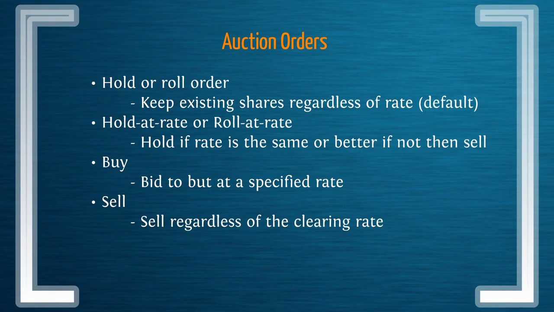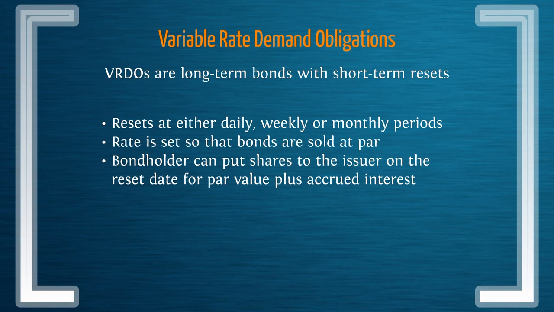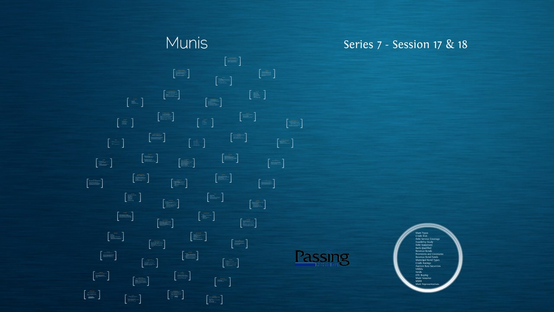We also have auction orders, which are related to these auction types of securities. There's the hold or roll order, the hold at rate or roll at rate order, and a straight buy or sell order. In addition, we have something called a variable rate demand obligation or VRDO. These are long-term bonds with short-term resets, but unlike the auction securities, these don't reset based on an auction. They reset based on the market price of interest rates at that time, so that the bond is reset to par at that daily, weekly, or monthly reset time. So this is market driven rather than the interest rates being set through an auction. That's it for the first half of our Muni section.